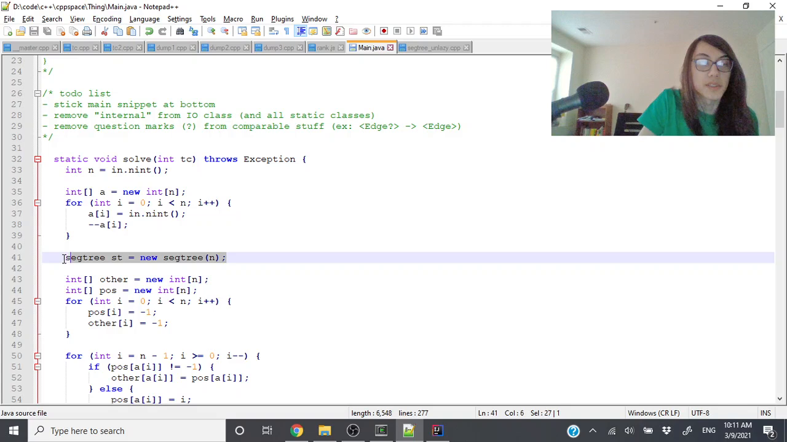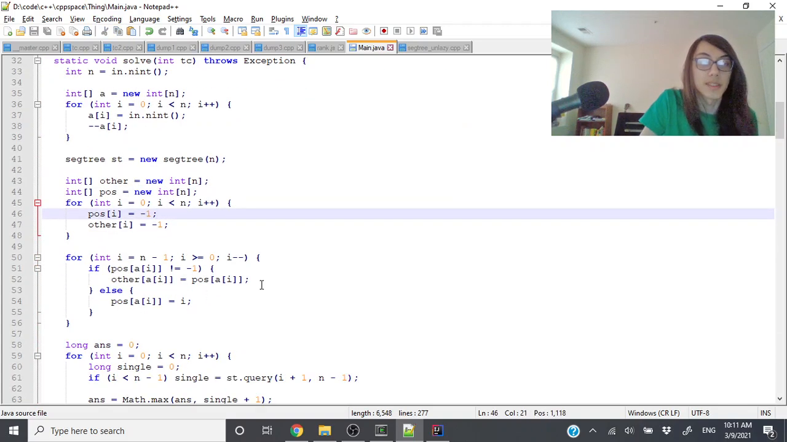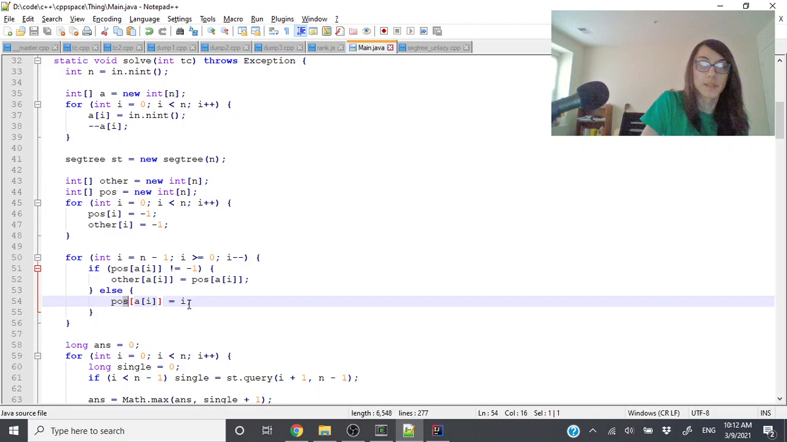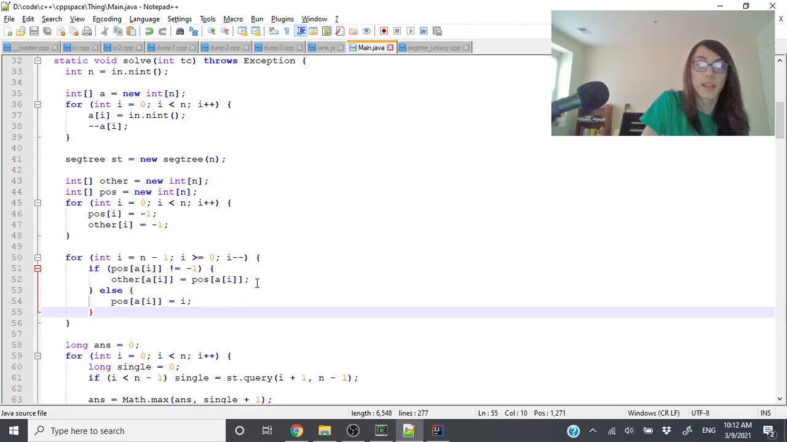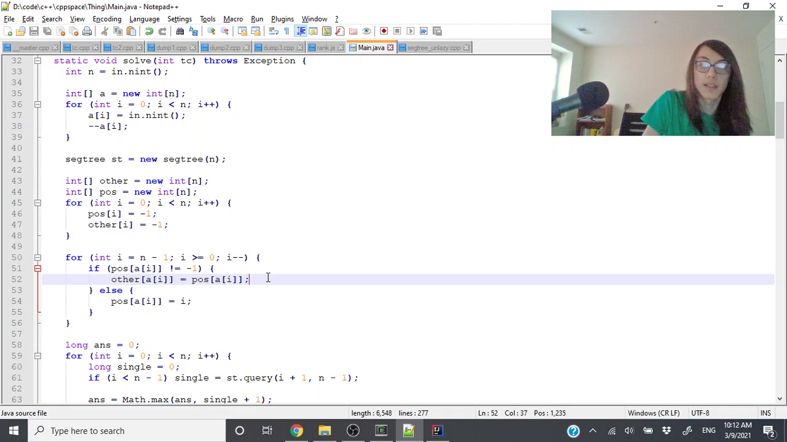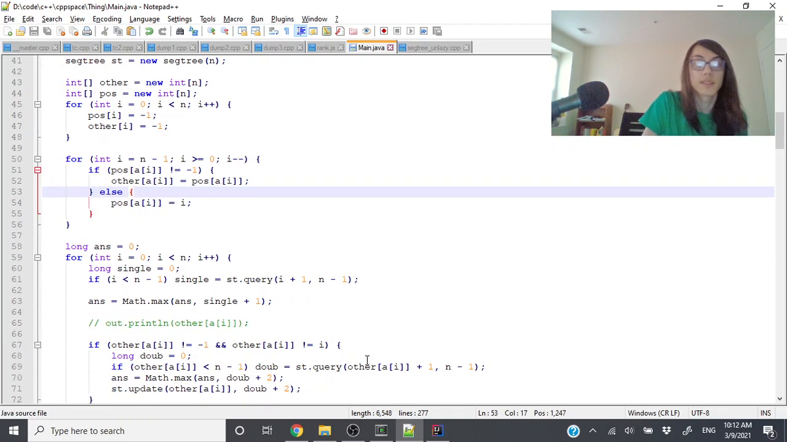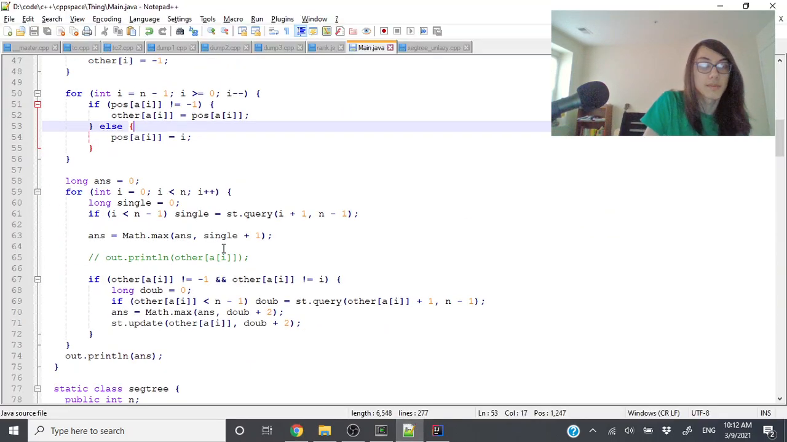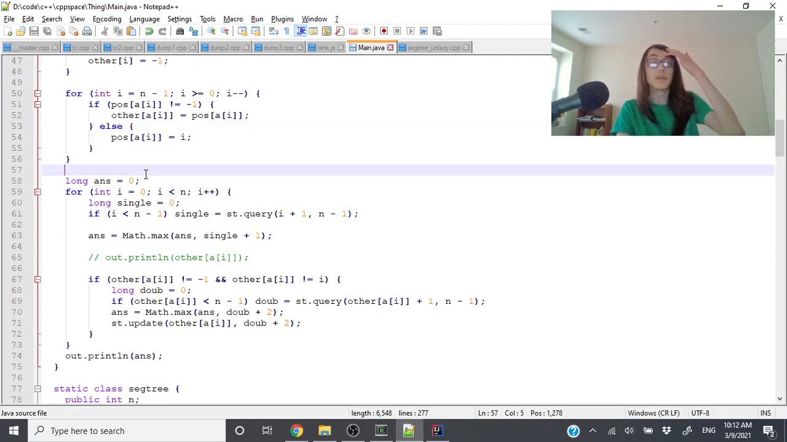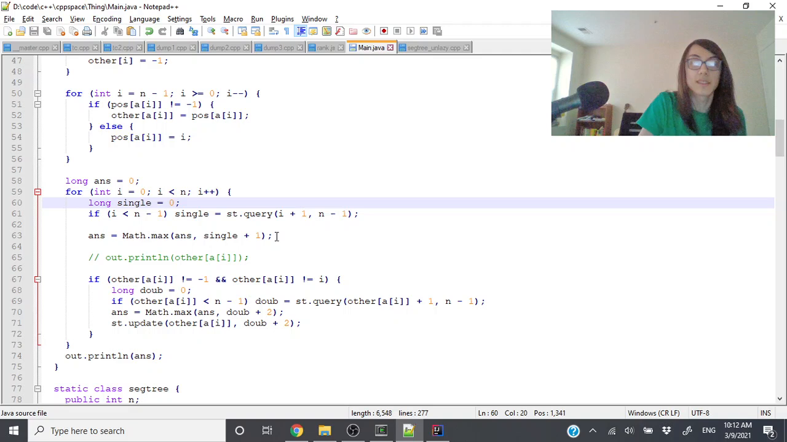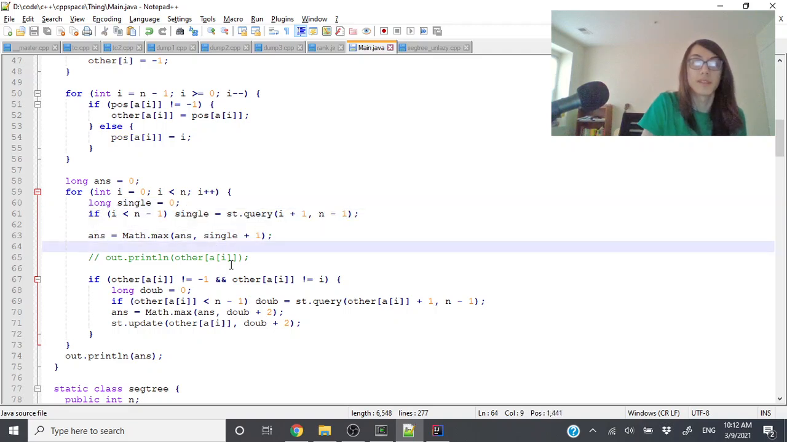So we read in the array, we create a segment tree. We create other and pause arrays, initialize them both to -1. Now we go backwards through the array, and then in the first occurrence, which would be this case, we set the position to this, and in the second occurrence, which would be this case, we set the other value to the first occurrence. And there are at most 2 occurrences, so that's fine. Now, we start off with an answer for each thing. We first consider it alone, so this would be if this is the middle.